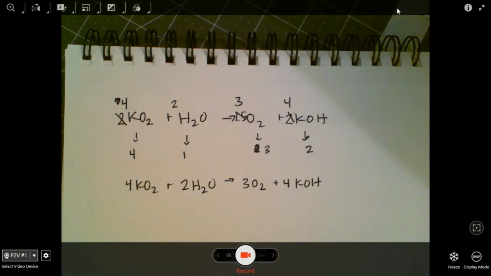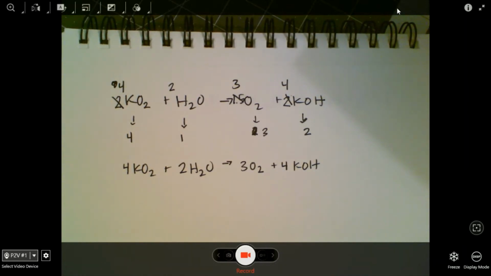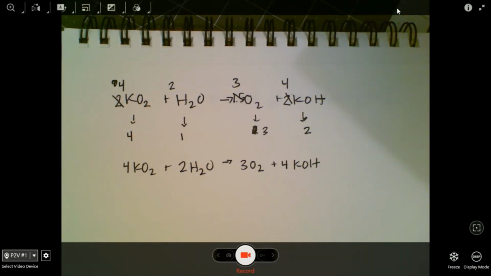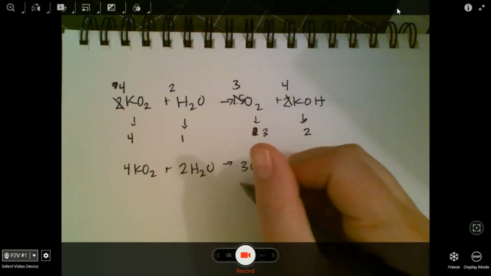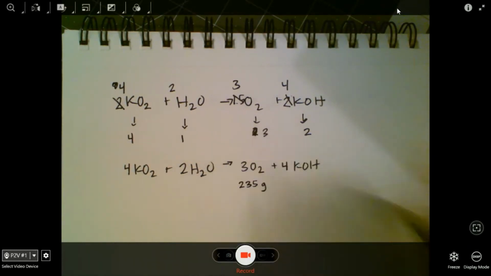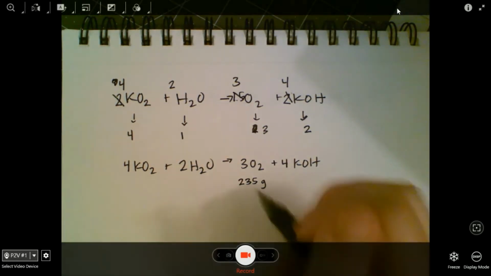So the next step that I suggest is taking your problem and reading through it and then identifying where you're starting and where you're going to. So it said that I want to produce 235 grams of oxygen and I need to know how much KO2 it took to make that happen. So what I like to do is I like to read through my word problem and write down what I have. So I have 235 grams of oxygen and it's asking me how much KO2 I need.